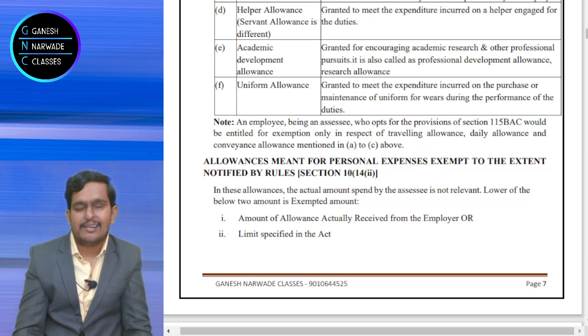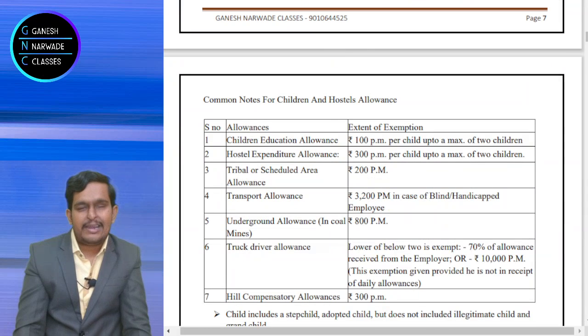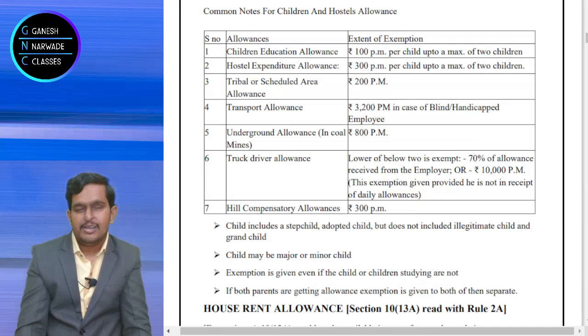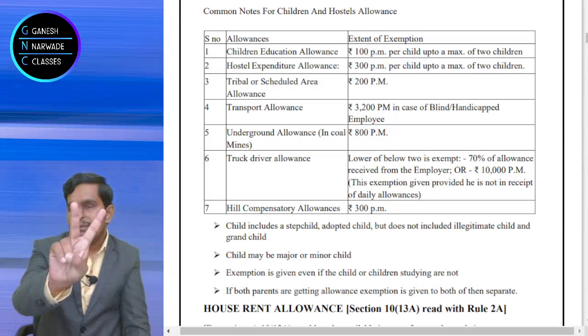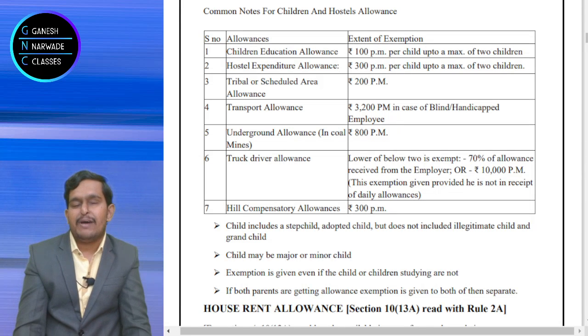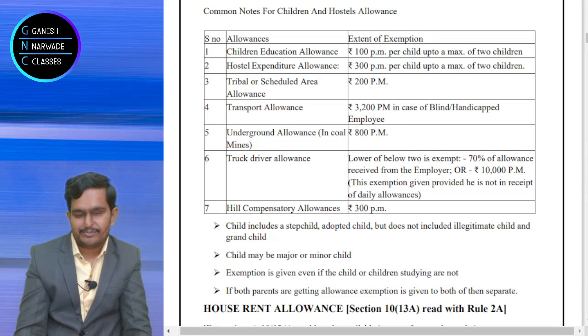First one is children's education allowance. Children are going to school, parents are sending them. So parents get allowance from the employer, because they are working in some company, for the children's education, and that is to some extent exempt. How many children? Only for 2 children it is exempt. But the exemption is only 100 rupees per month per child. How much? 100 rupees per month per child.